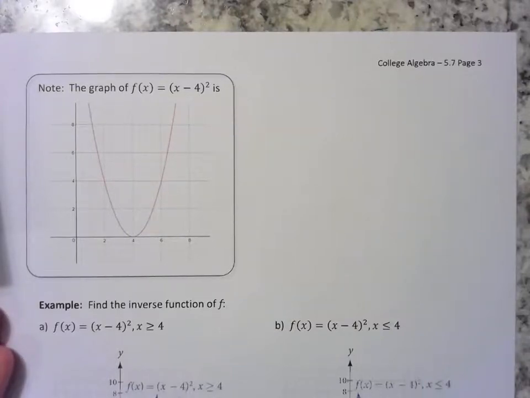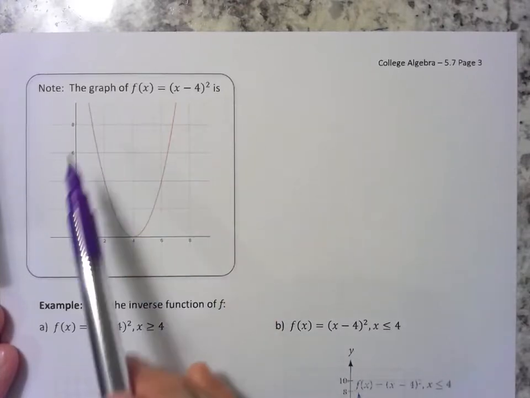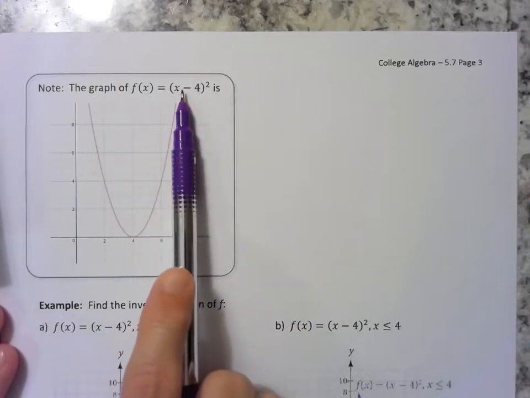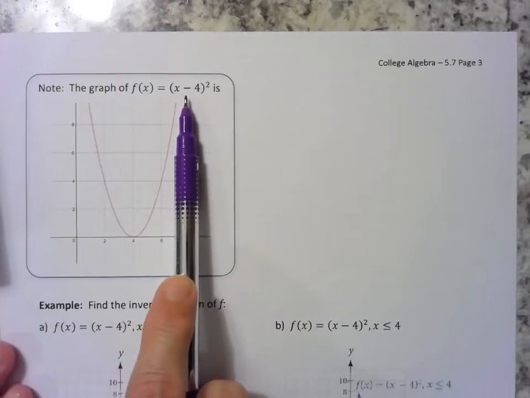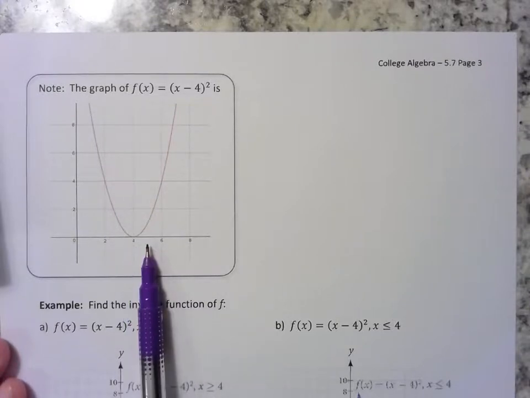So our next examples are actually here. Find the inverse function of f, and they give us these two functions f, which are really similar. But before we do that, let's look at this picture. The graph of f of x equals x minus 4 all squared is this picture. This is not a one-to-one function, right?